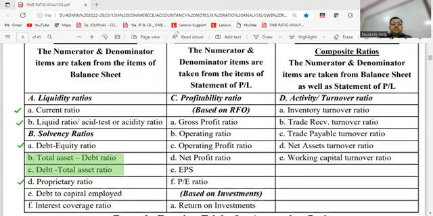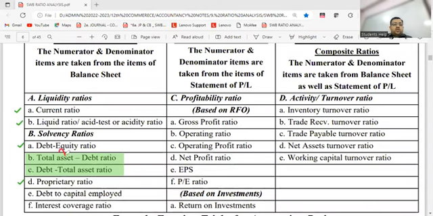So for IC students, the ratio is named as debt to total asset. For CBSE students, it is named as total asset to debt. कोई बहुत बड़ी rocket science नहीं है, बहुत ही आसान ratio है.